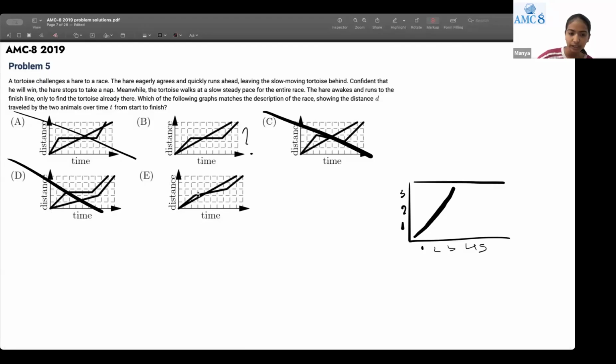E cannot be the answer either, because when the hare is taking a break, the line is going upward, which means that the rabbit is moving. And so E cannot be the answer either. So the only answer that can actually work is answer choice B. And that's how we got our answer.